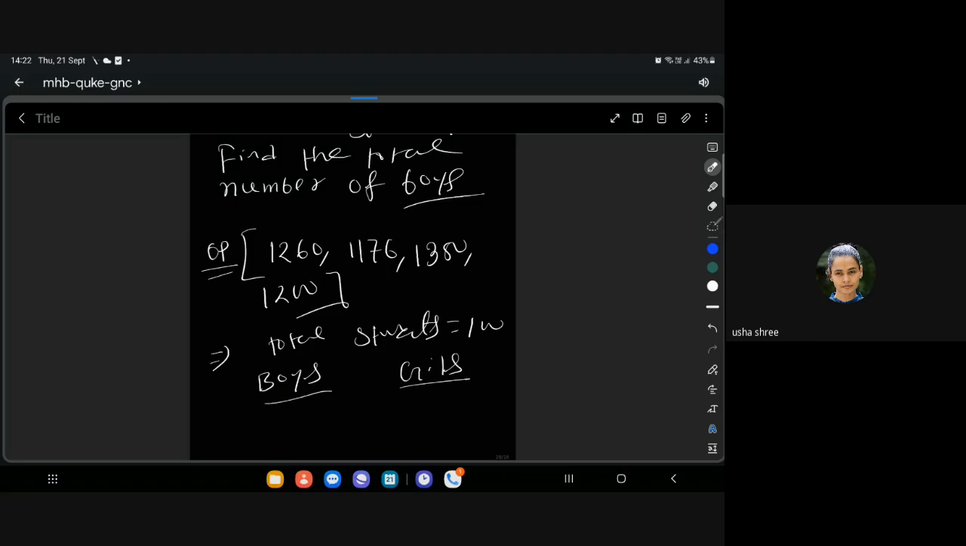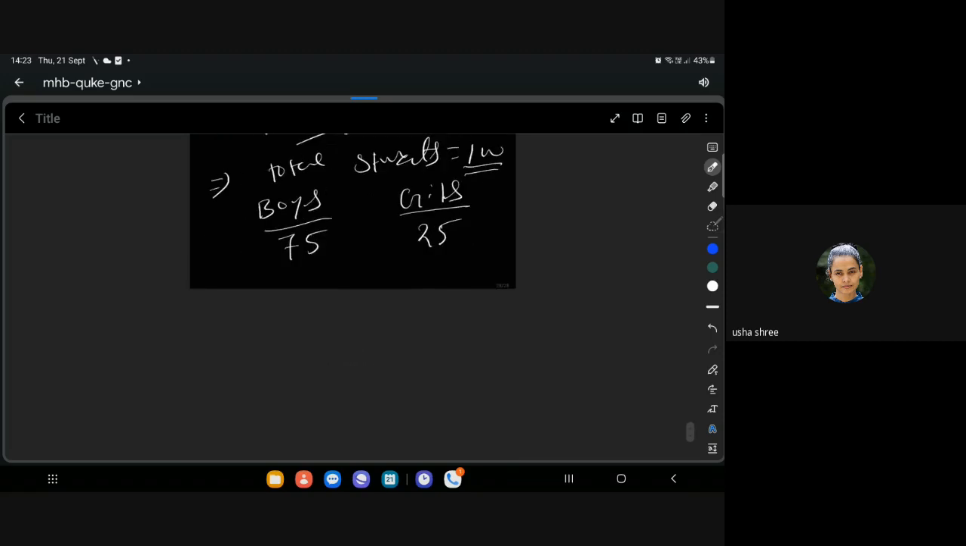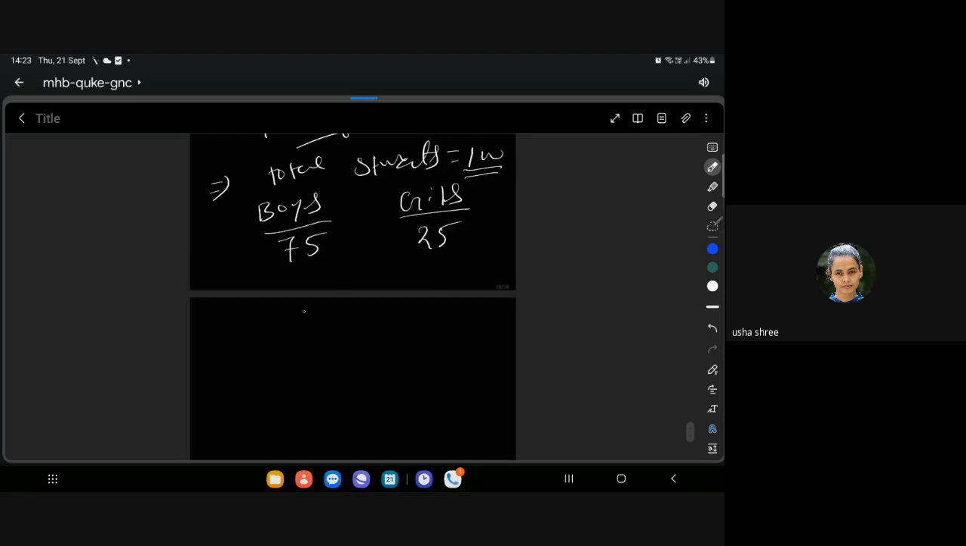See, if the total number is 100, 75% are boys. 75% means on average, out of 100 people, 75 are boys. Then what is the number of girls? 25. Okay. If you see the ratio, it is 3:1. Am I right?